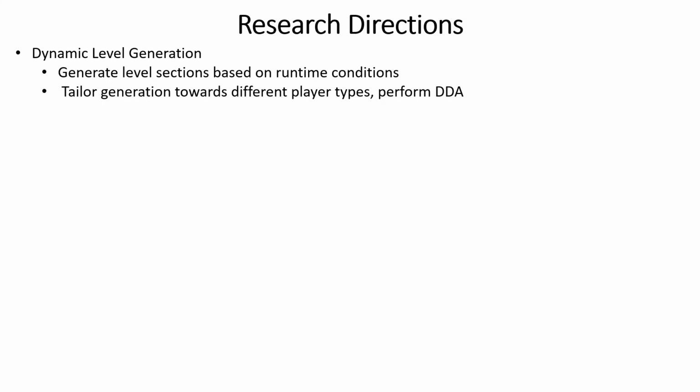Speaking of which, just want to briefly touch on some potential research directions, which we talk about in a little more detail in the paper. So in the future, we could try this approach in a dynamic setting where different level sections are generated by choosing different branches based on runtime conditions. And in this case, we could have conditions tied to player behavior and generate different levels and gameplay experiences specifically tailored towards different player types and difficulty levels, for example.